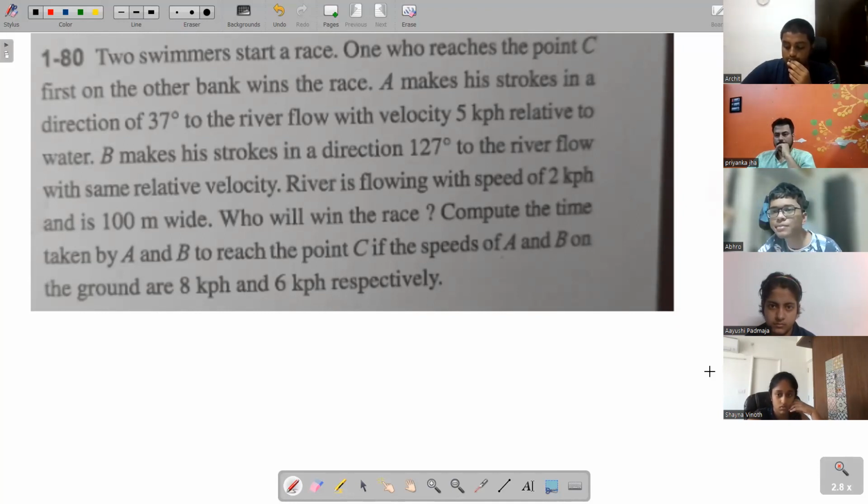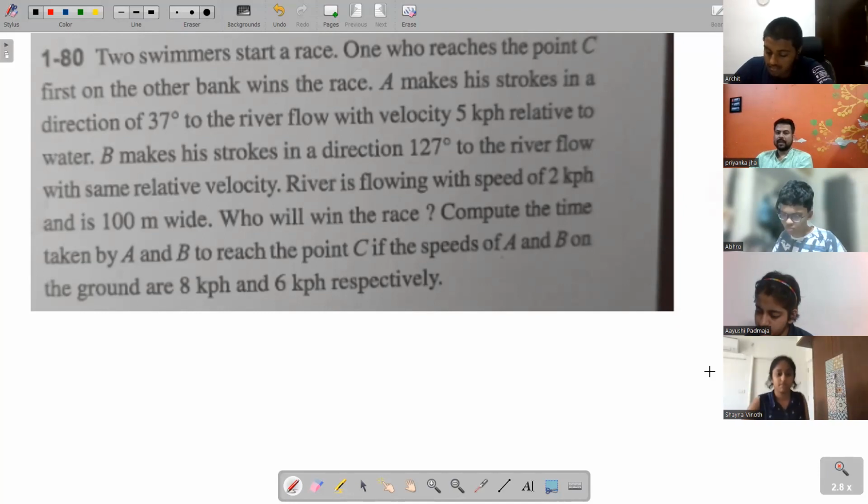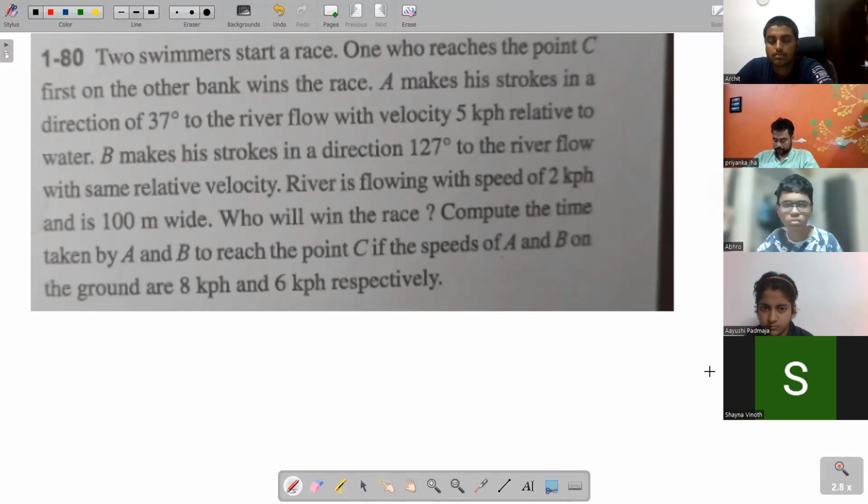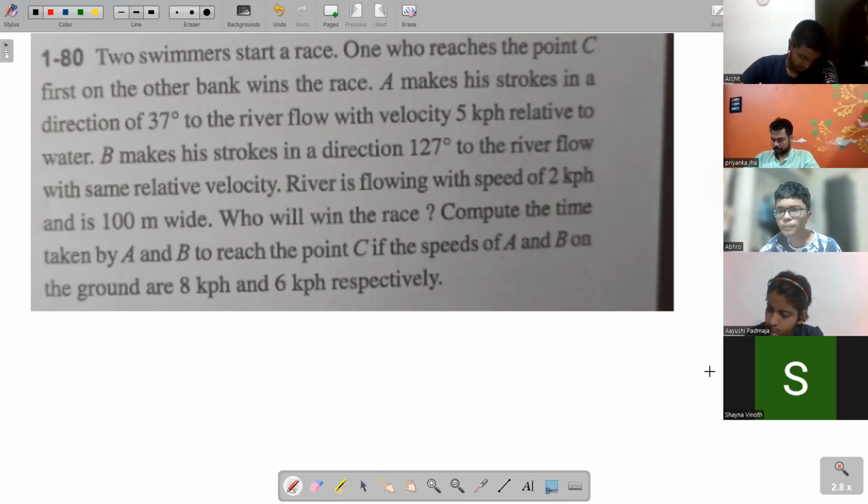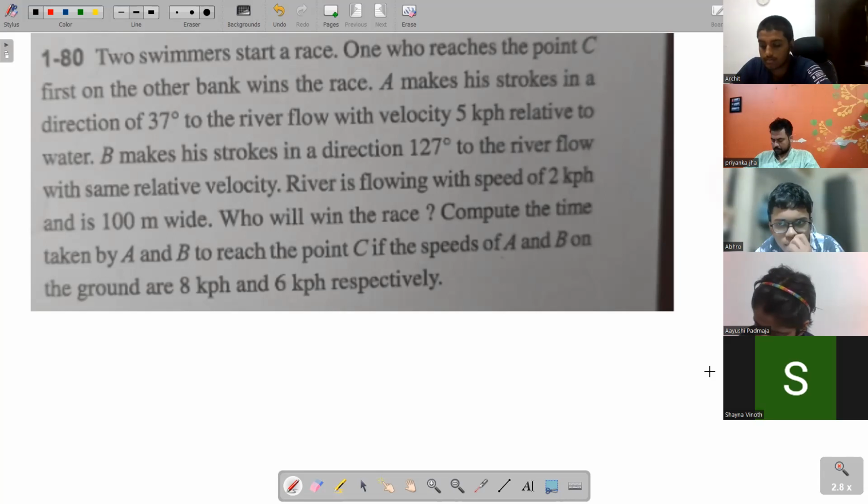Make a diagram and show me. Send the picture on WhatsApp. Shaina, you also send. And if I ask you how much time A will take and how much time B will take, then how? Yes sir, I know. I have to do the second part, I haven't done it yet.